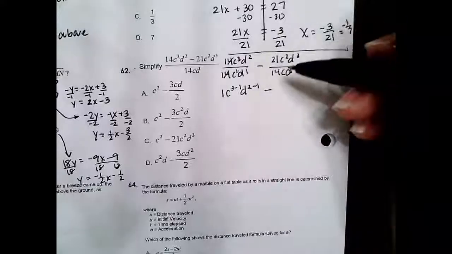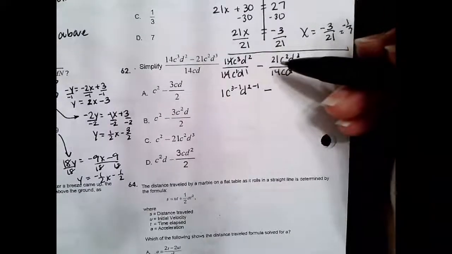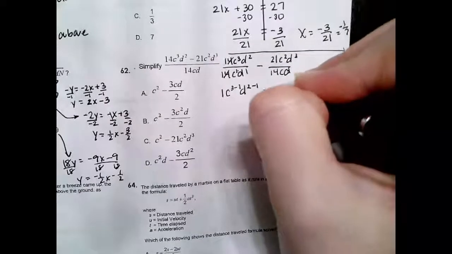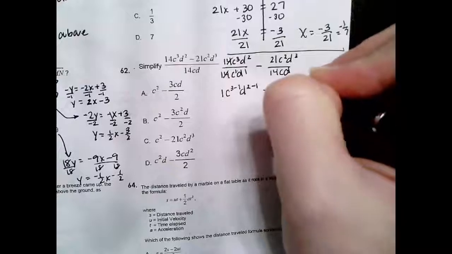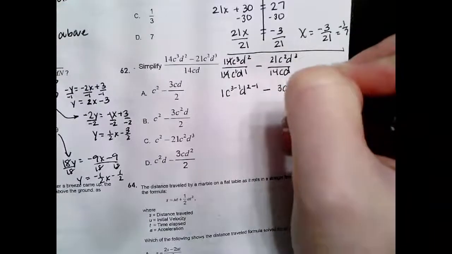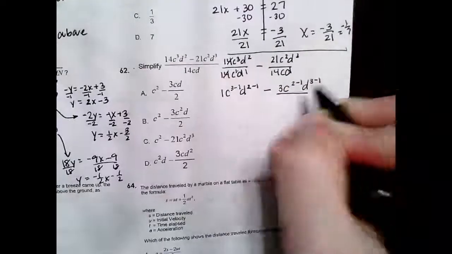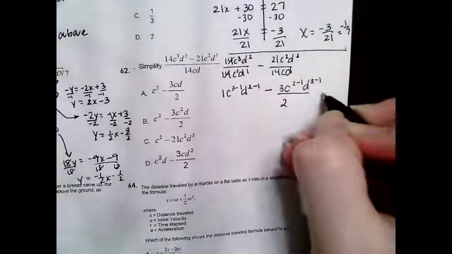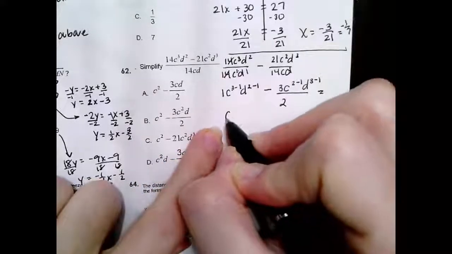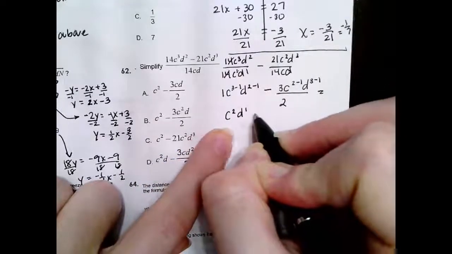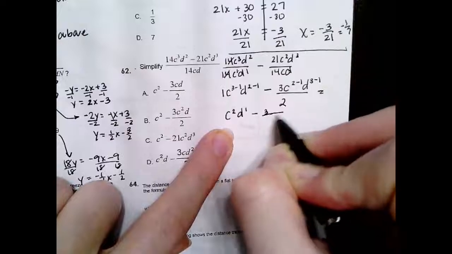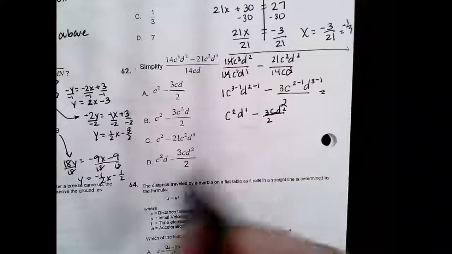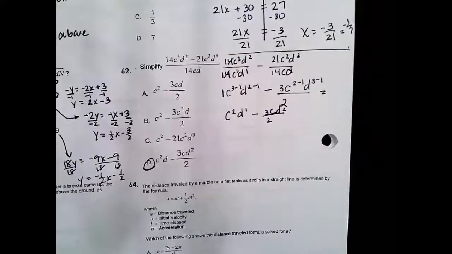Minus. Now 21 can't be divisible by 14, but what are they both divisible by? They're both divisible by 7. So 21 divided by 7 is 3. And we have C to the second minus 1 from the bottom. D to the third minus 1 from the bottom. Also, we still have 14 on the bottom, but 14 divided by 7 is 2. So this becomes c squared d to the first minus 3c d squared. And the one that matches is D.